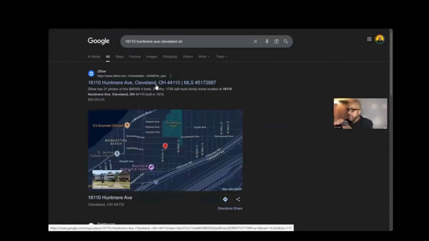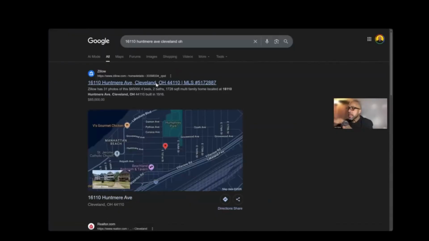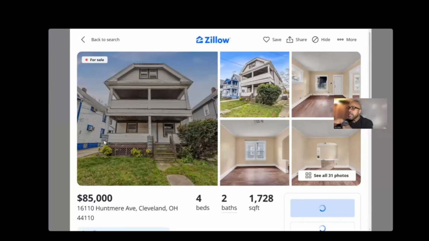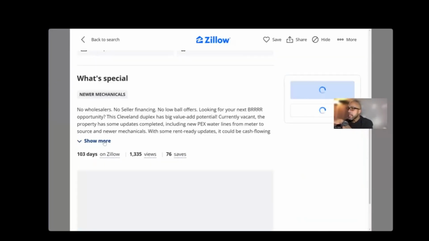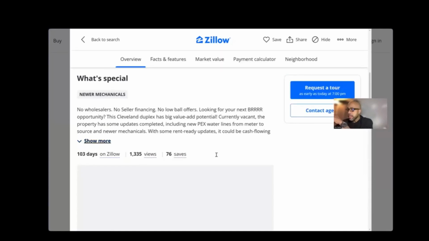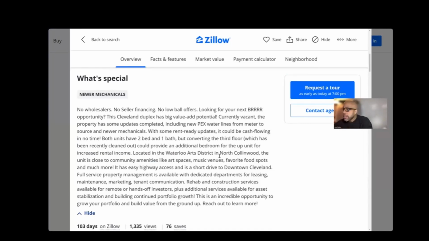So now this is the problem, and this is what scares everyone, right? Let me go back. Let me share my screen. If you look at it on Zillow and you see it's for sale and you read this, it's going to scare you. It's going to be like, there's no deal here. Because immediately they've turned people away: no wholesalers, no seller finance, and no lowball offers. The problem is you're advertising your next BURR, but the BURR doesn't work.